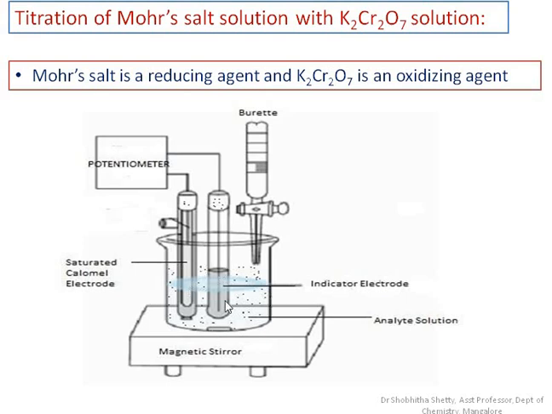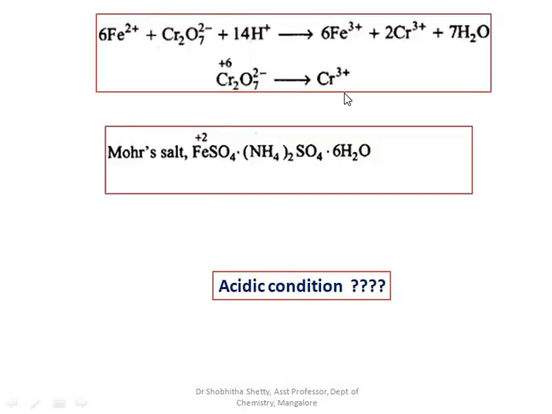And we need to add 1 test tube of concentrated sulfuric acid also in order to maintain the acidic condition, so that dichromate acts as an oxidizing agent under acidic condition. Now this is the reaction that takes place during the redox titration. When you add potassium dichromate from the burette to the beaker, the beaker contains Mohr salt.